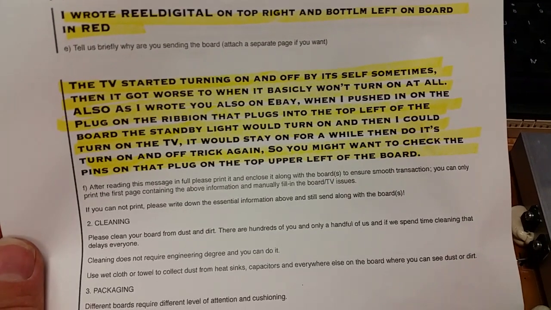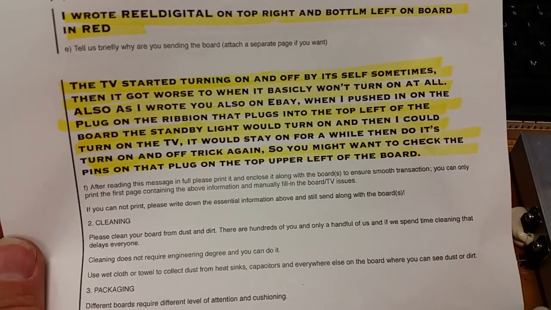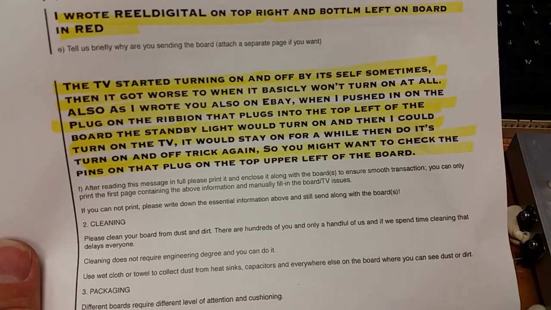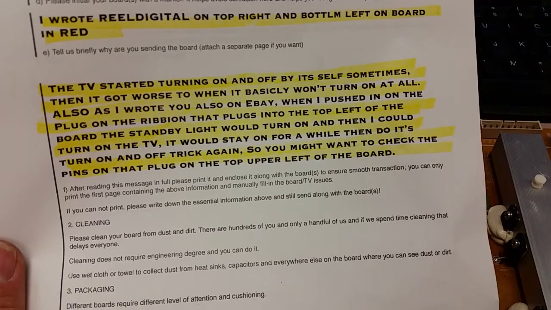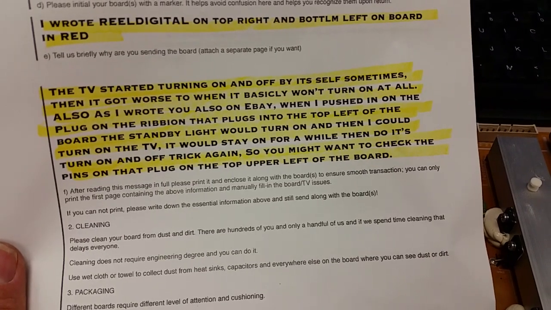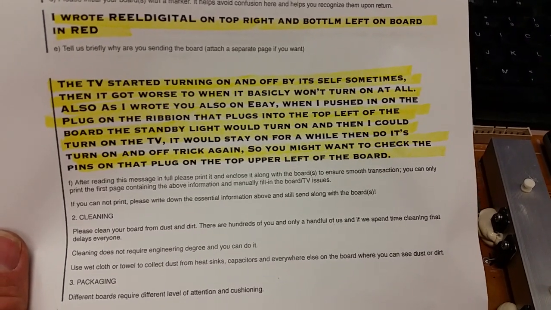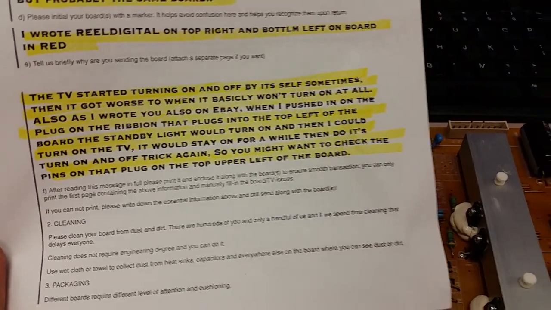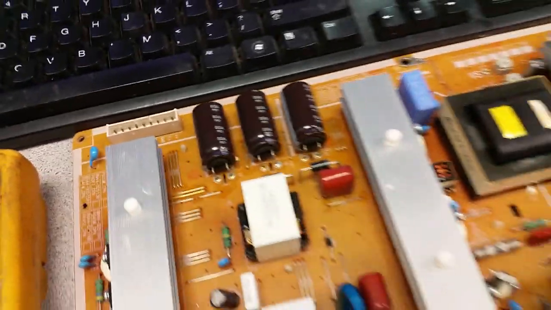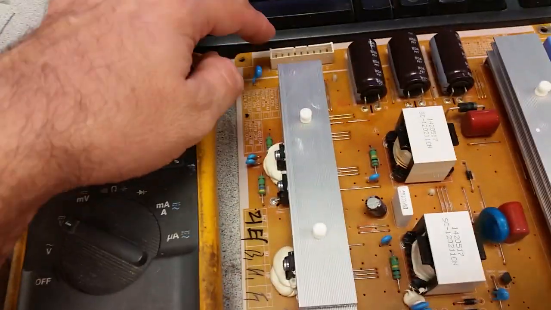When I pushed on the plug at the ribbon that plugged into the top left of the board, the standby light would turn on, and then I could turn on the TV. It would stay on for a while, then again turn off. So I might want to check the pins on that plug at the top left. Now, first things first, this is the connector that the customer is talking about, and I'll get back to that in a second.